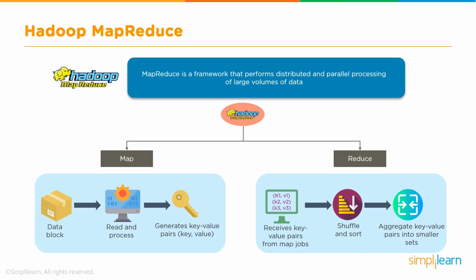So MapReduce is a framework, or you could say MapReduce is a programming model which is not restricted to being written only in Java. It could be written in Python, or using other programming languages also. So it is a programming model, a framework that performs distributed and parallel processing of large volumes of data. Now, this basically depends on two main phases. So you have a mapping phase and you have a reducing phase.